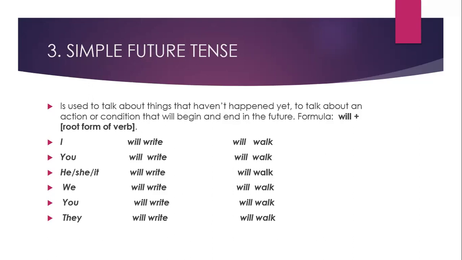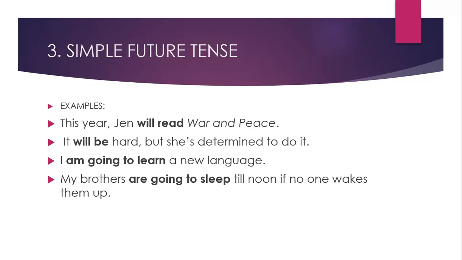Simple future tense. The simple future tense is used to talk about things that are yet to happen, an action or condition that will begin and end in the future. It hasn't begun yet. And the form is will plus the root of the verb. So I will write, you will write, he will write, we will write, you will write, they will write.